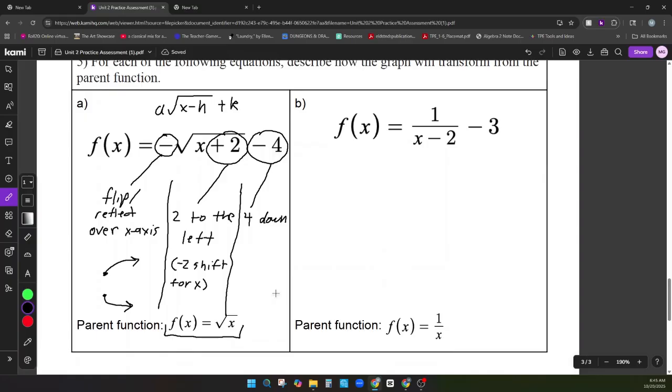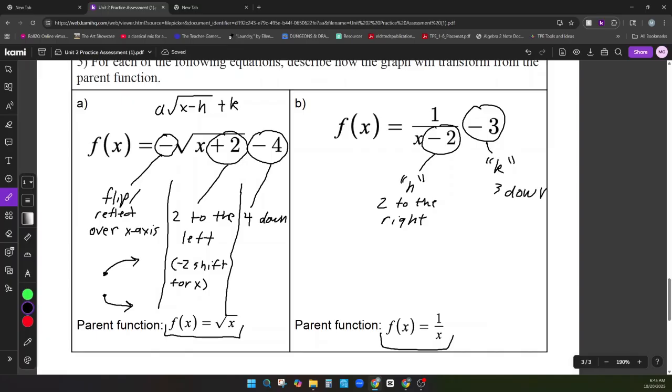Finally, for part B, I know my parent function is 1 over x. I look at all the parts that are different. There's no negative, so I don't have to worry about that. I do have a -2 and a -3. This -2 is my h value because it's directly next to my x. And once again, I need to do the opposite sign. So in this case, this is going to be 2 to the right. And finally, this is going to be my k value. And this is going to be 3 down is going to be the shift that's coming from here.